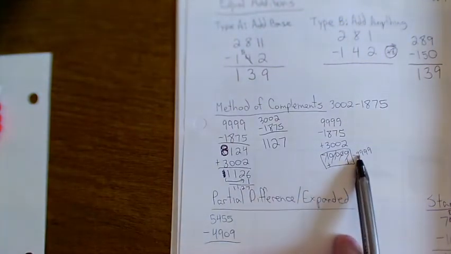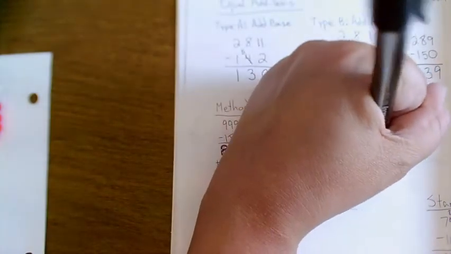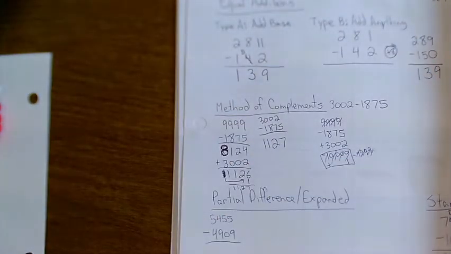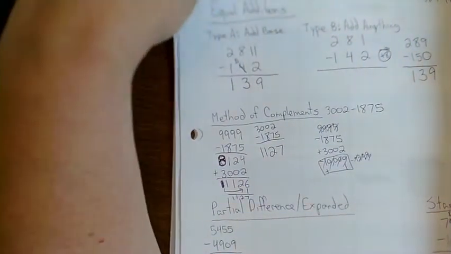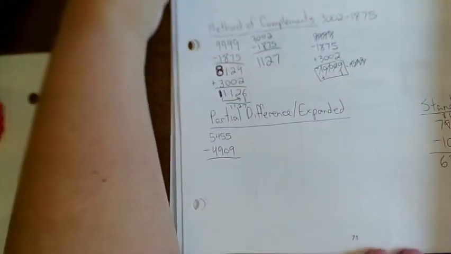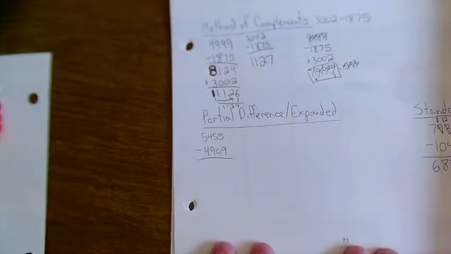So if it's negative, that cancels out the positive 9,999. So we're really doing a negative 1875 plus 3002, which is the same thing as 3002 minus 1875. Okay. So again, it looks like a magic trick, but it's not. All right, and then finally, partial difference or expanded.